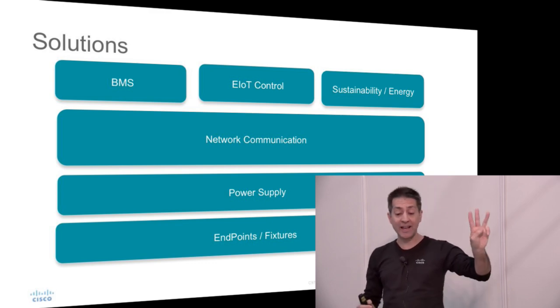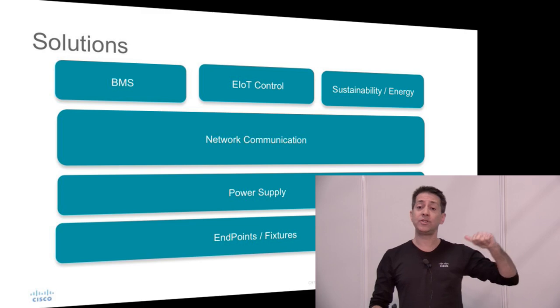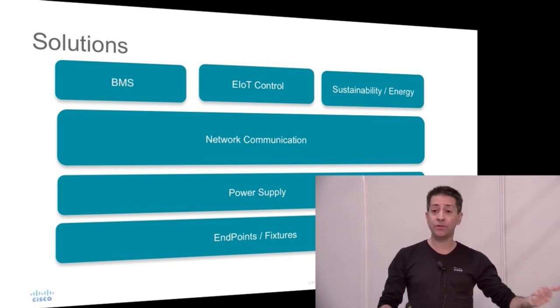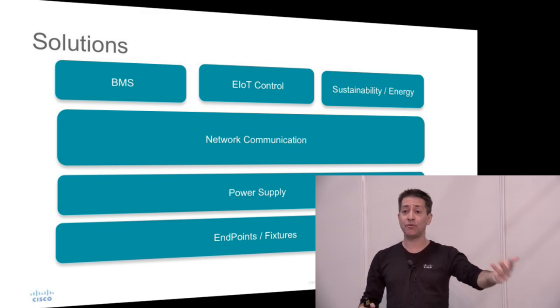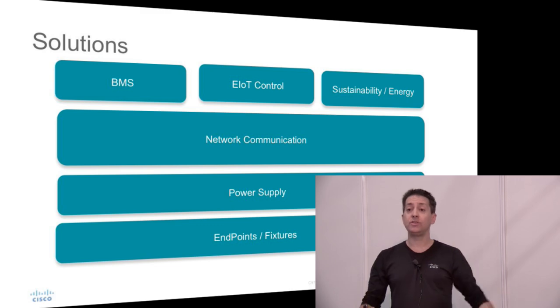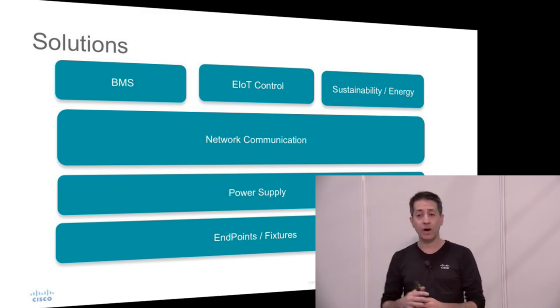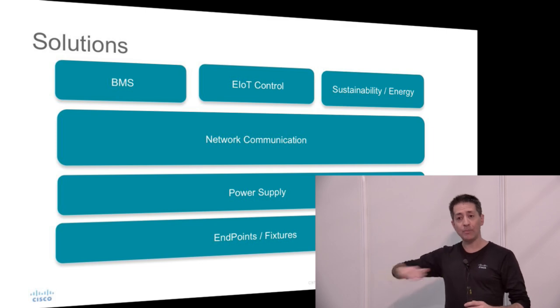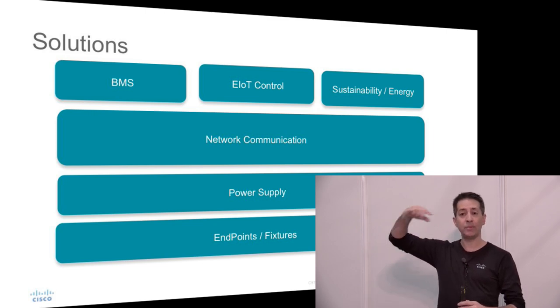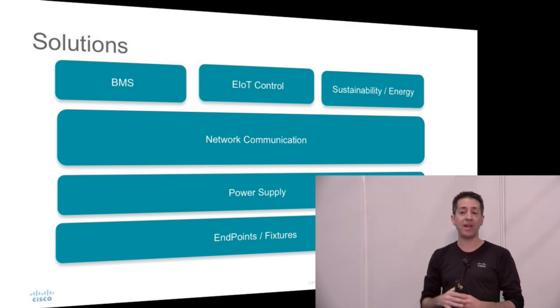And they fall into three categories. The BMS, and that's your typical FCAPS management where you do faults, configuration, assets, performance, and security. You're going to do that for your building infrastructure. You're going to have the actual controls when you're in the buildings in those applications, and then you're going to have sustainability and energy. So this is a generic look at the architecture. Endpoints, your power supply, network communication, and then your value-added applications on top.